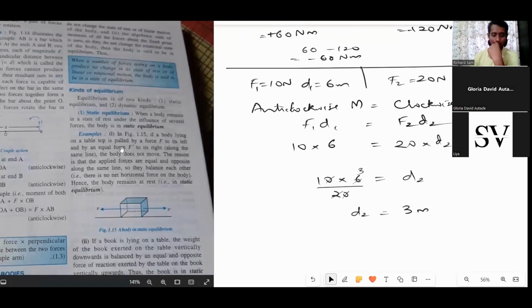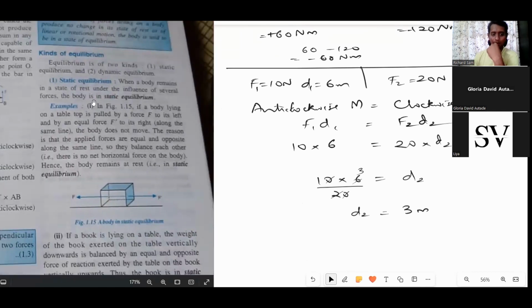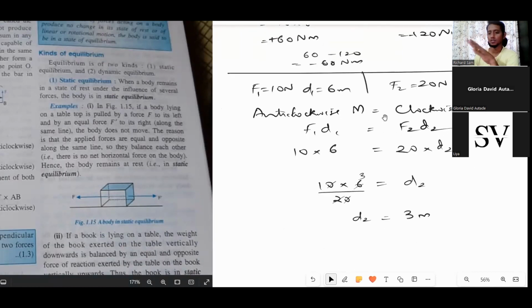Okay. So we were talking about static equilibrium. Static equilibrium is like this: when the anti-clockwise moment of force is equal to the clockwise moment of force and the objects are balanced, not moving anywhere. That is called static equilibrium.